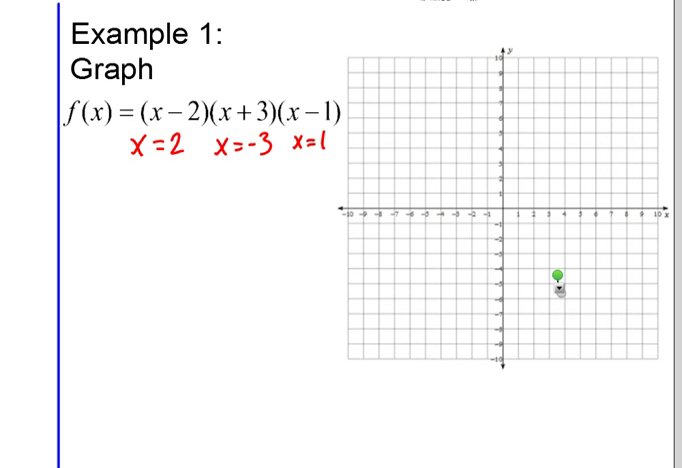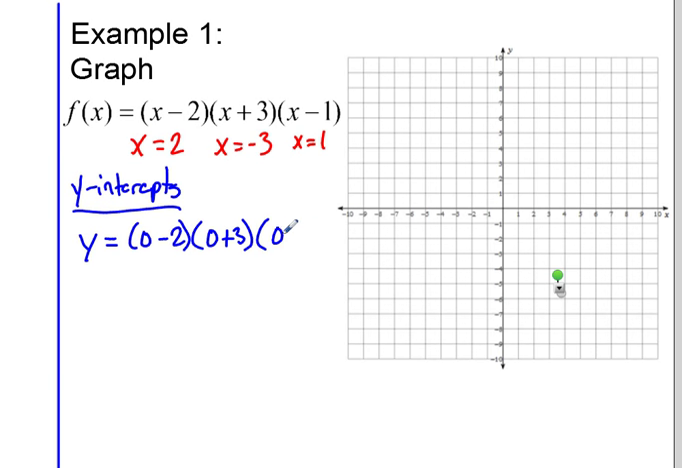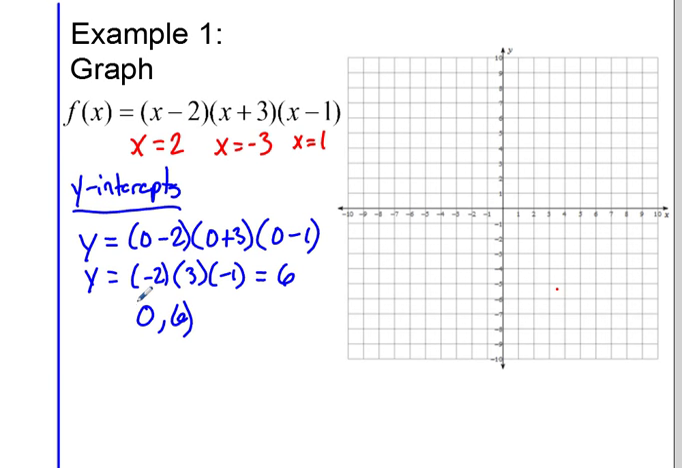Next, I'm going to find a y-intercept. Remember, finding y-intercepts always happen when we plug a 0 in for x. That's how you get a y-intercept. So this would be y equals 0 is plugged into the x in the first factor, plugged into the x in the second factor, and plugged into the x in the third factor. I end up with -2 times 3 times -1, which is equal to a +6. So my y-intercept is at 0, 6.